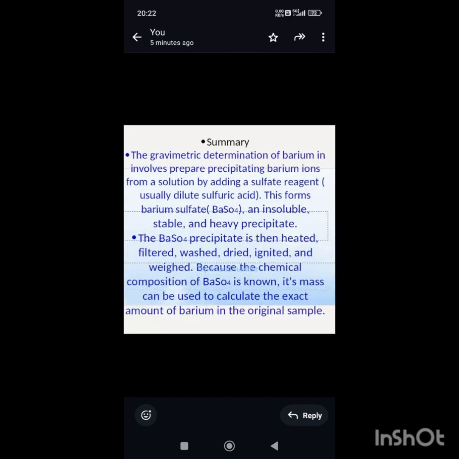Summary of this topic. The gravimetric determination of barium involves precipitating barium ions from a solution by adding a sulfate reagent, usually dilute sulfuric acid. This forms barium sulfate, an insoluble, stable and heavy precipitate. The barium sulfate precipitate is then heated, filtered, washed, dried, ignited and weighed. Because the chemical composition of barium sulfate is known, its mass can be used to calculate the exact amount of barium in the original sample.